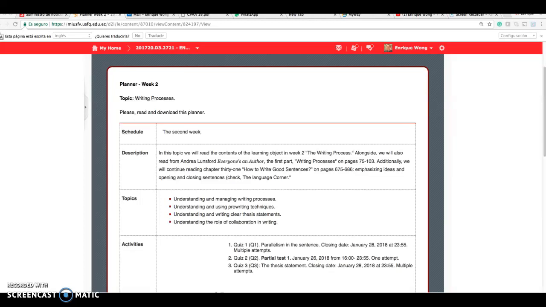the language corner. In this case, we are going to continue with the exercises and how to write good sentences. This material is going to help you do the self-assessment exercises online.